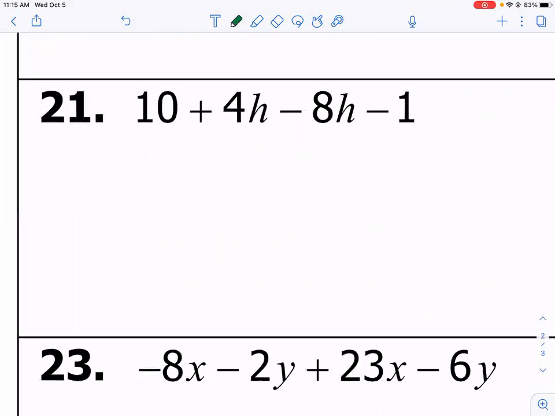Okay, number 21. You are going to do this problem, show me your answer, and I will tell you what your homework assignment is when I check it to make sure it's right.